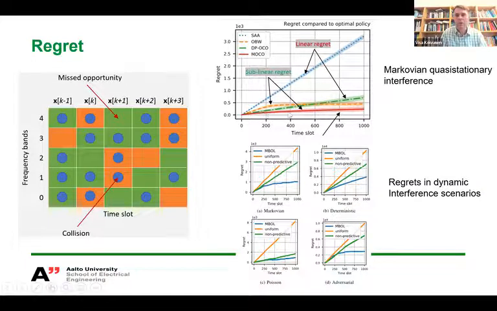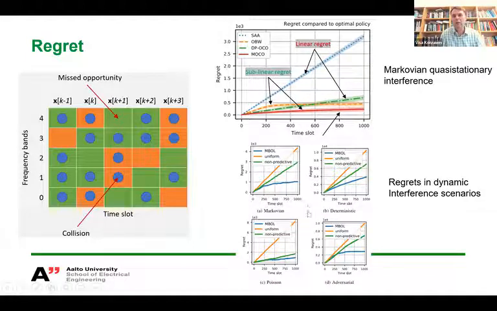And this solid red curve here tells how our model-based online learning system's regret behaves, and it looks very good. It's decidedly sublinear, or looks even logarithmic. And then in this case, we have quasi-stationary interference, so during the observation period, the interferences remain the same. And in the lower case here, we have a dynamic interference scenario.